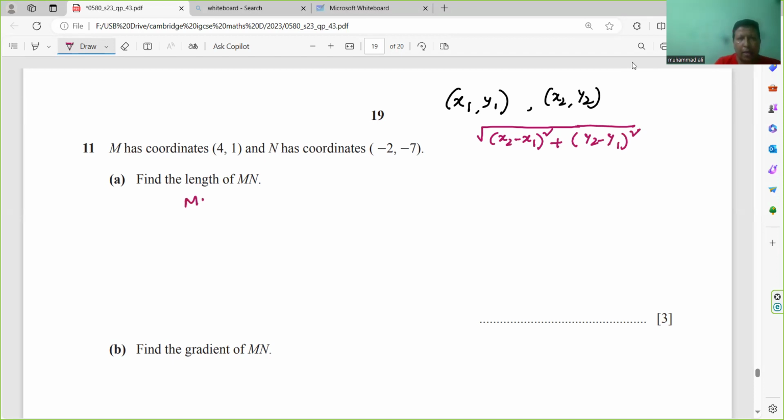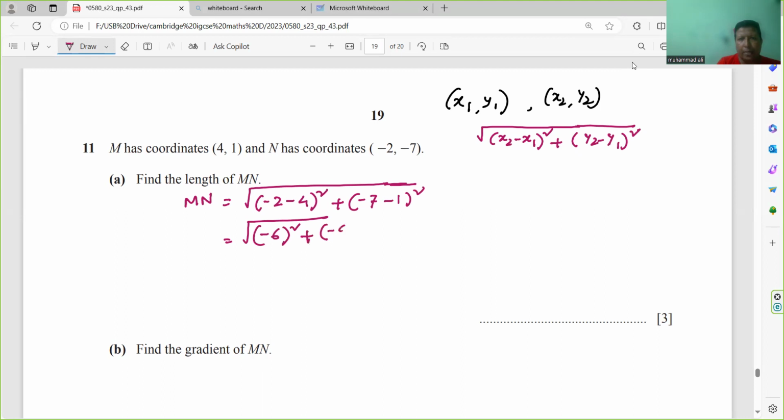So MN equals, you can write root over minus 2 minus 4 whole square plus minus 7 minus 1 whole square. So it will be minus 6 whole square plus minus 8 whole square. So 36 plus 64, it will be root over 100. That means 10. So the length of MN is 10.